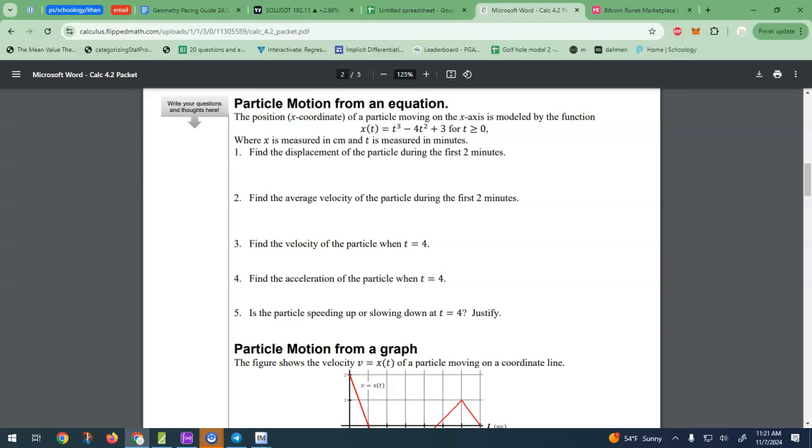So you would do the ending position minus the beginning position. I think of it that way. -5 minus 3 would be -8. Average velocity during the first 2 minutes.